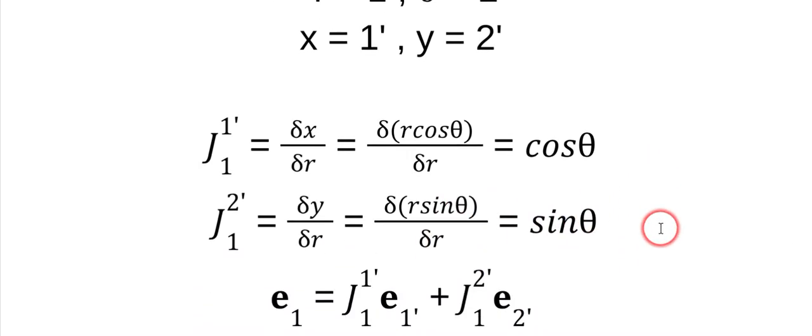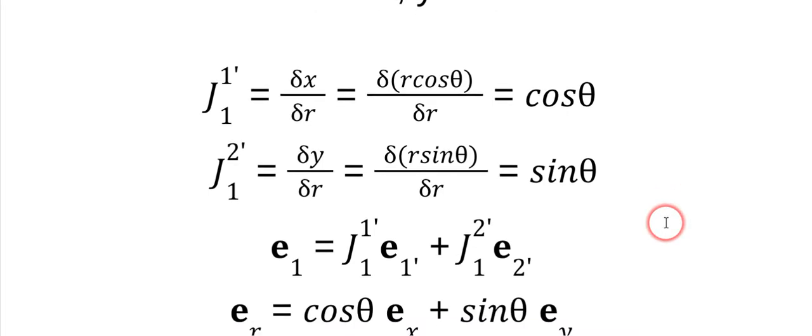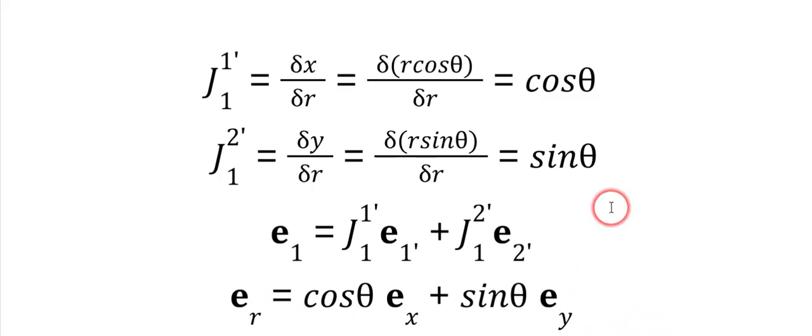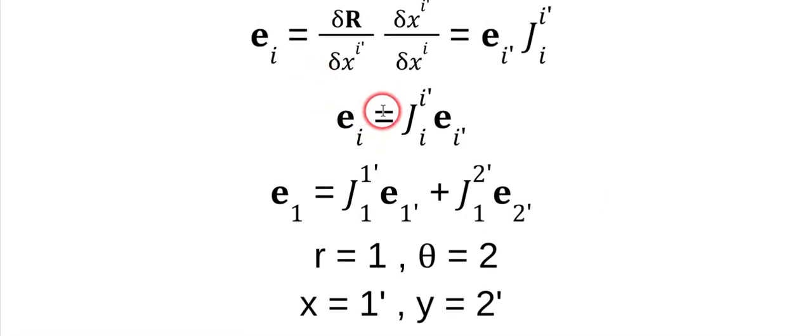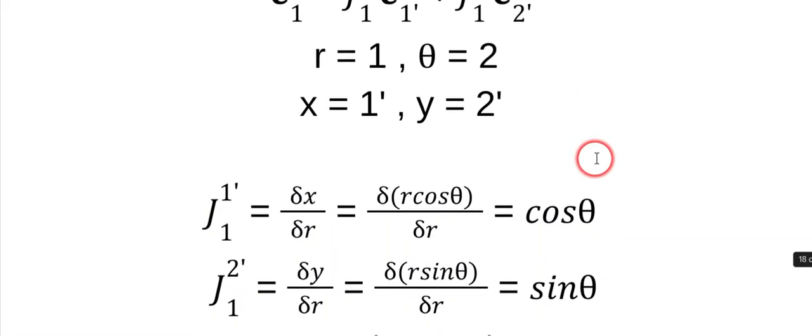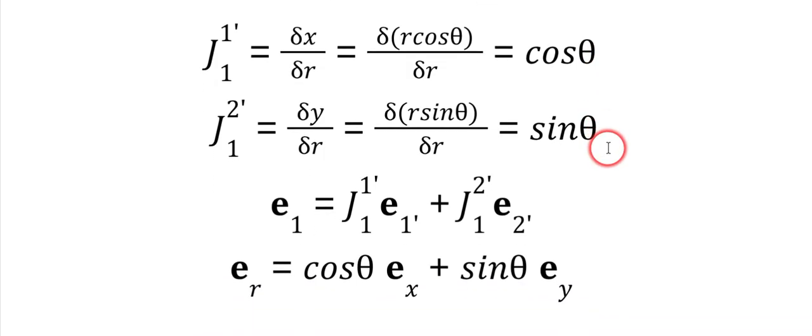So we put that back into this expression and change it back into what we know. So E r is equal to cosine theta E x plus sine theta E y. And we know this is right, right? So that was true. So that means this is a tensor. If this is true, then that is a tensor. That's the point of the exercise. Well, that's just the beginning. This is just a review.